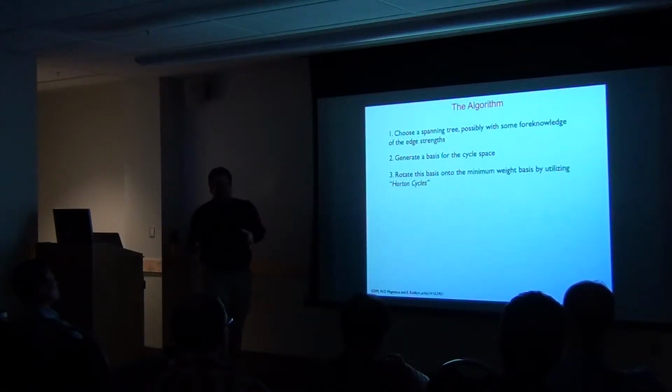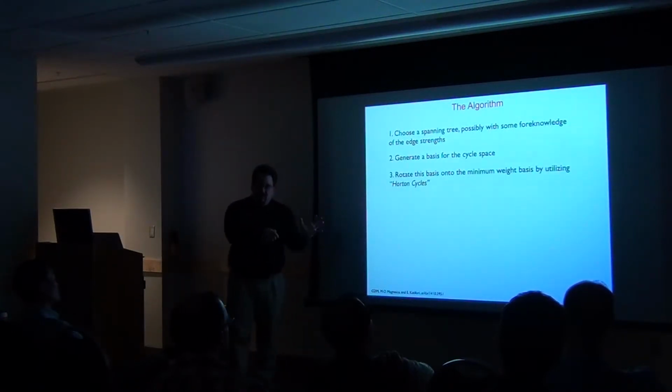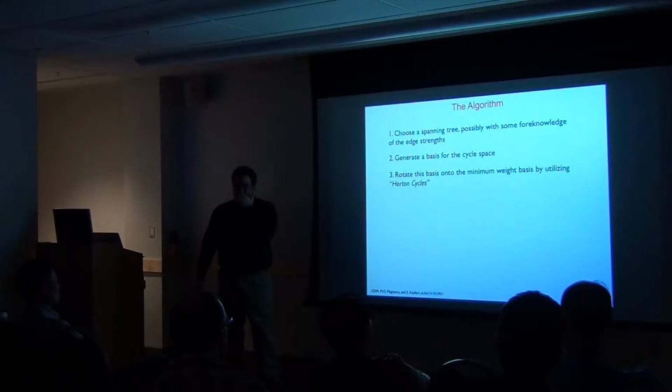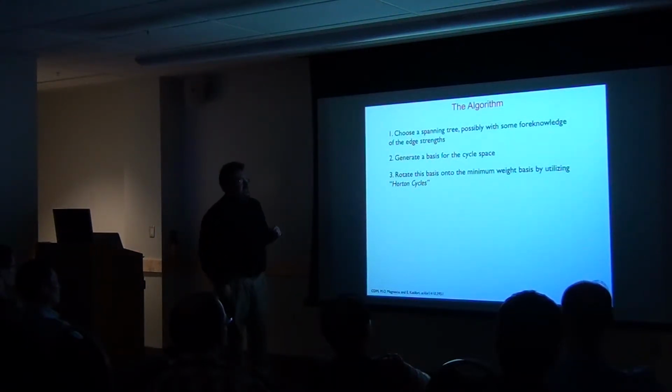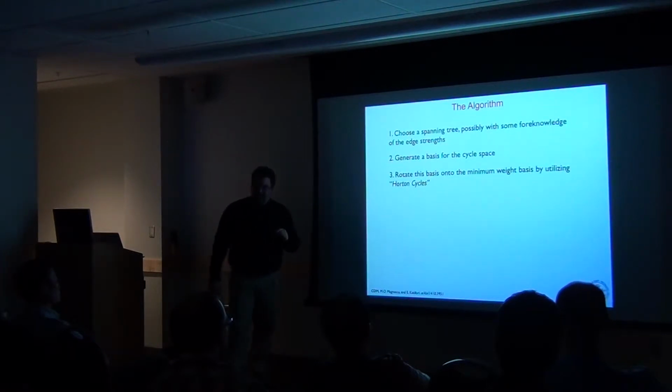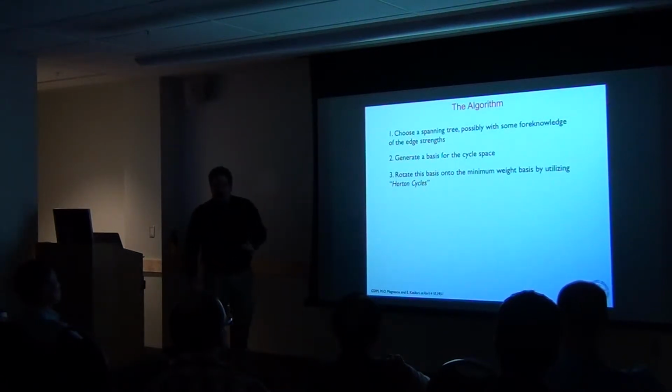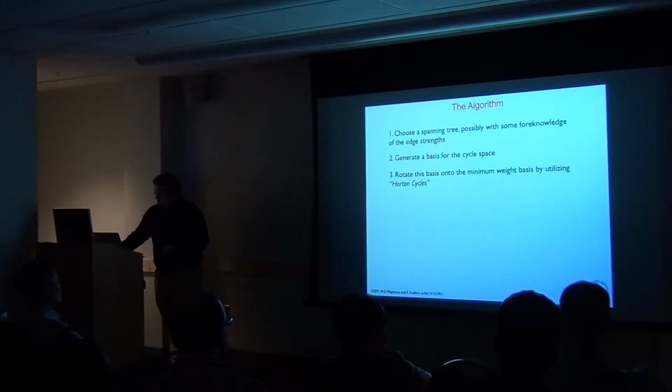We rotate that basis onto the fundamental minimal basis that we talked about before. This is a procedure that's done using something called Horton cycles, that Horton worked out in the 80s. This sort of operation of looking at these minimal bases was of interest in the graph theory community in the late 80s and early 90s. This is a technical point I can talk about at the end if you're interested, but it's not really relevant. It's just a technical operation to do the rotation.